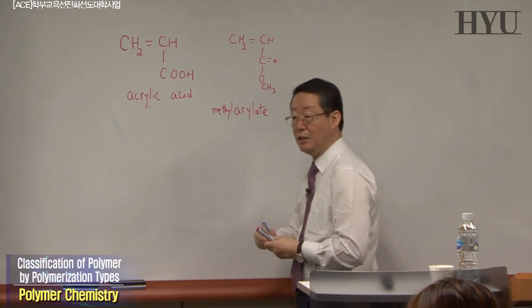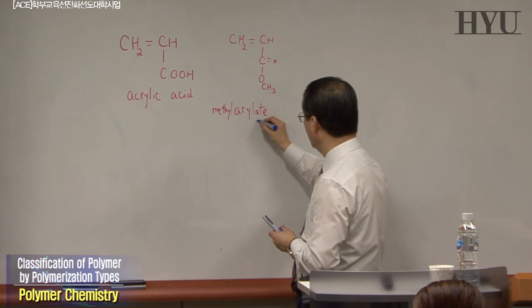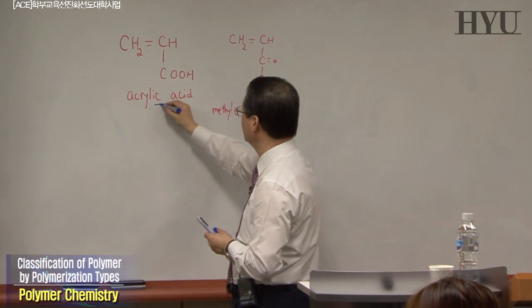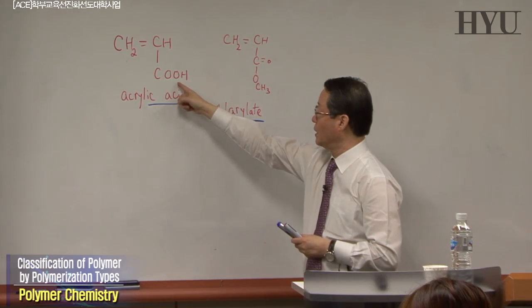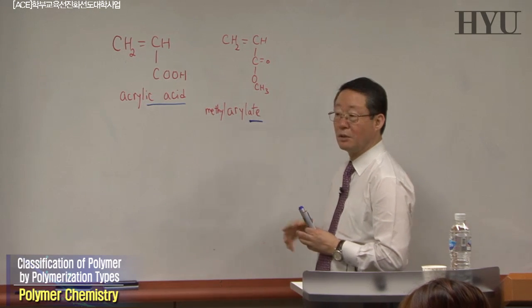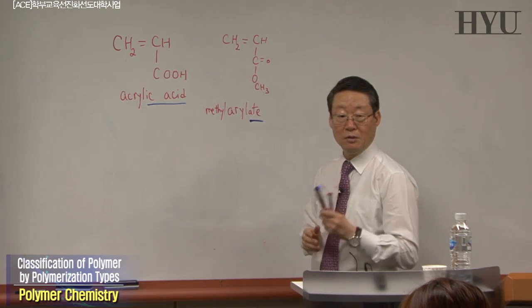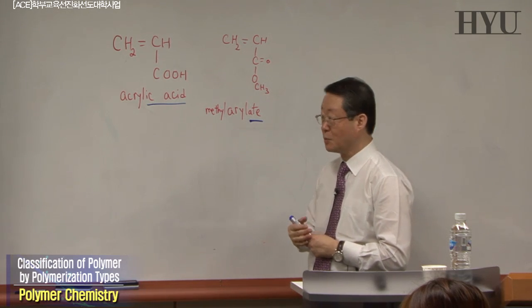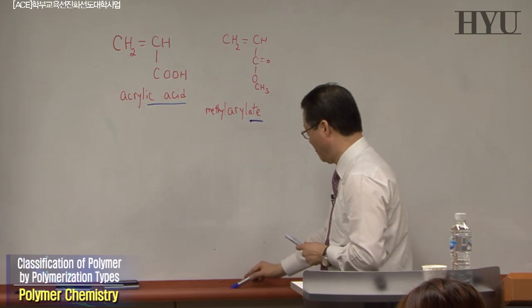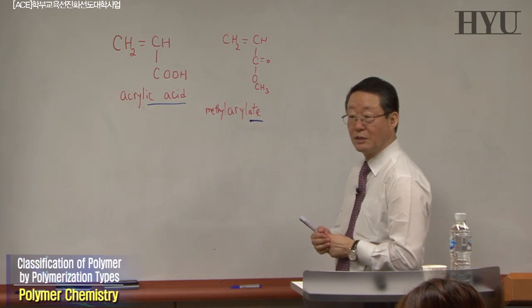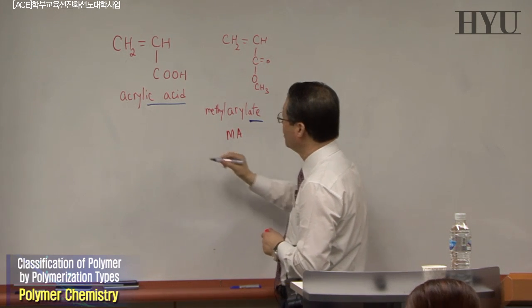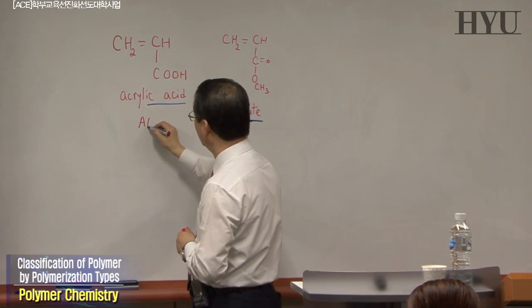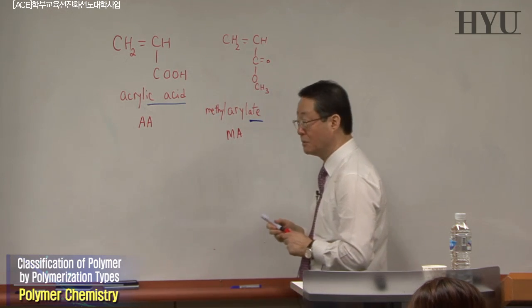Remember that "ate" and "ic acid" is how you name your carboxylic acid or ester, right? In your organic chemistry textbook. So this is the methacrylate, MA, or abbreviated as acrylic acid.